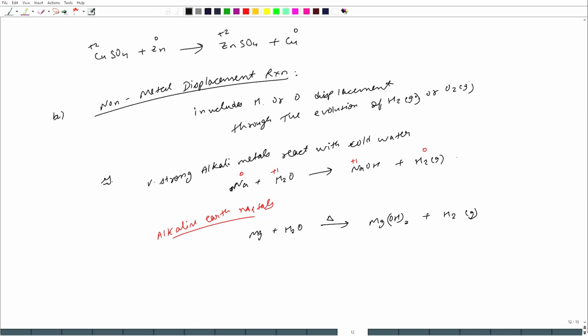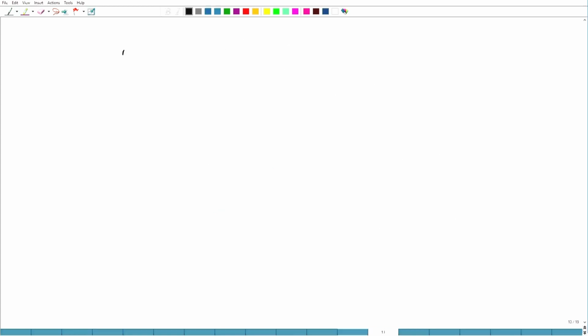There can be some other metals also that do the same. For example, iron does react with water on heating to form iron oxide, not iron hydroxide, and H2 gas is released. Iron has gone from 0 to +3 oxidation state, whereas hydrogen has gone from +1 to 0 oxidation state. That means iron is getting oxidized from 0 to +3 and hydrogen is getting reduced from +1 to 0. So, these were the examples.